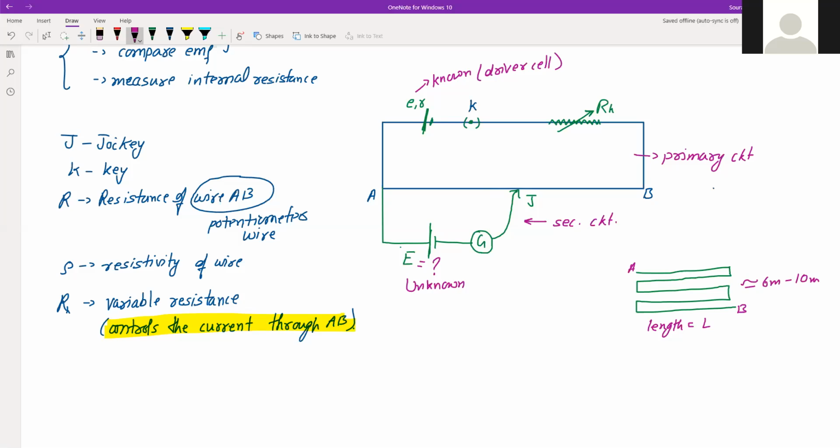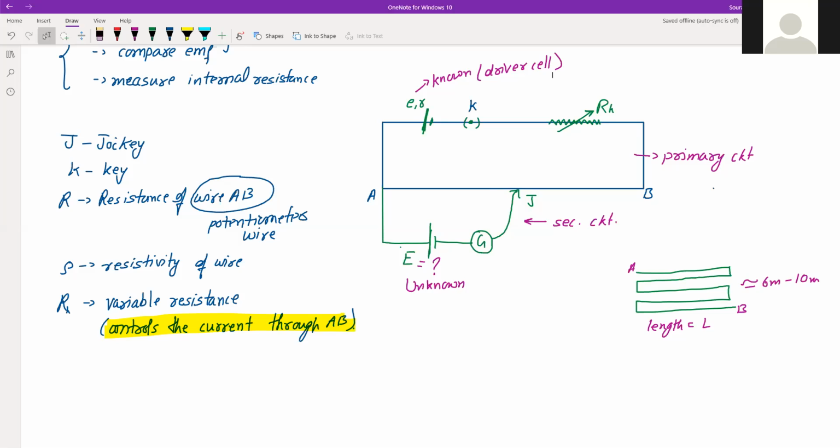So this supplies the current. Now the connection of these things which we have seen here, that is the rheostat, wire, and the cell, actually forms the primary circuit.